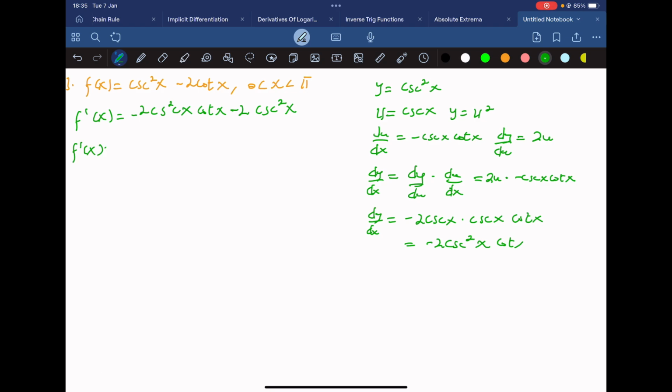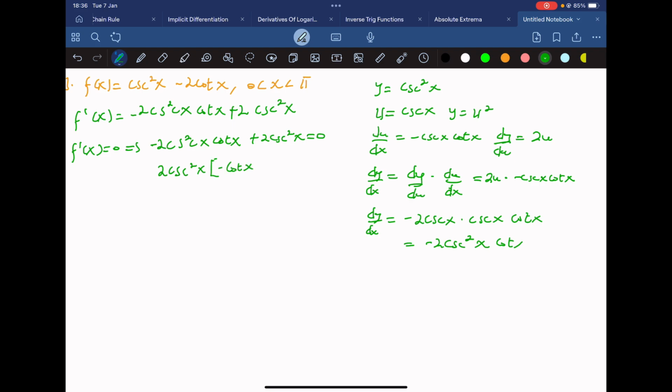So f prime of x equal to 0 simply means we have, so this should be positive, because if we differentiate cotangent, you have negative cosecant squared. So we have negative 2 cosecant squared x cotangent x plus 2 cosecant squared x equal to 0. So clearly you see 2 cosecant squared is common in both terms, so we can factorize it out. If we do so, we have negative cotangent x. In the last term, we just have positive 1 equal to 0.